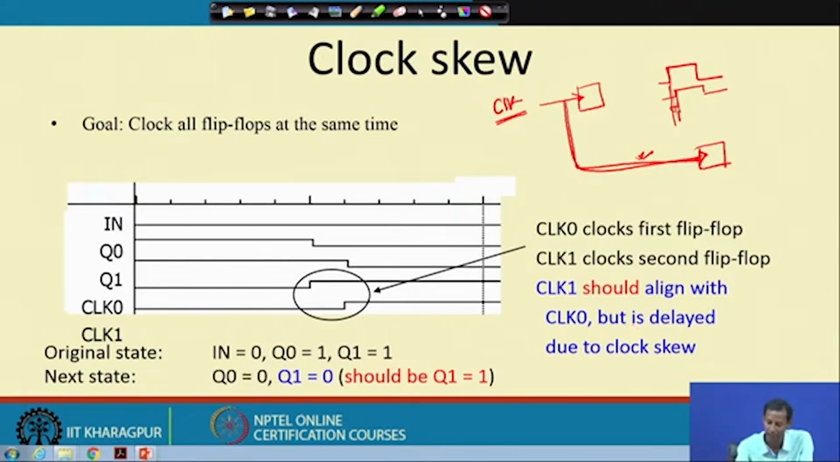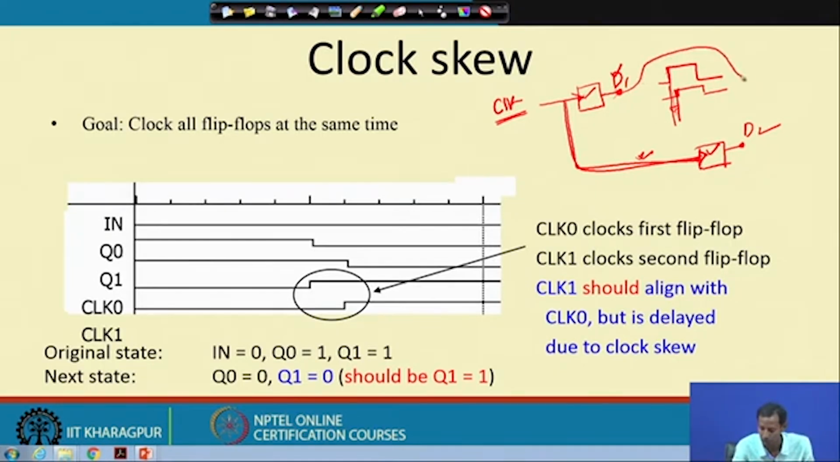But the thing is that this edge is not proper for this and this, that means the change of the data at these two particular points will occur at different times for D1 and D2. So, what does that mean? If these two data are changing at different times.